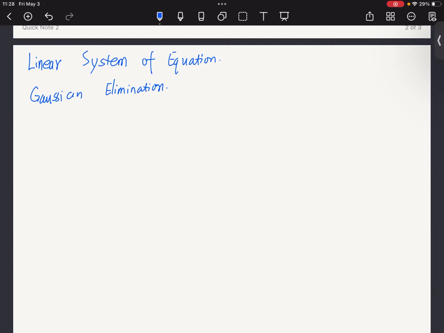Not all of you know this one, so I need to take the time to explain the idea. For those who know this topic, congratulations, you already get like 10 points for the final exam. So let's get to the idea. Let us just start from the very beginning: what is a linear system of equations? We have n unknowns here.